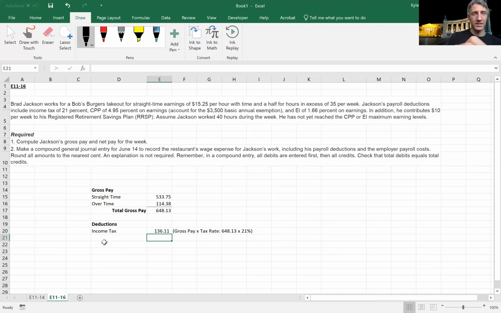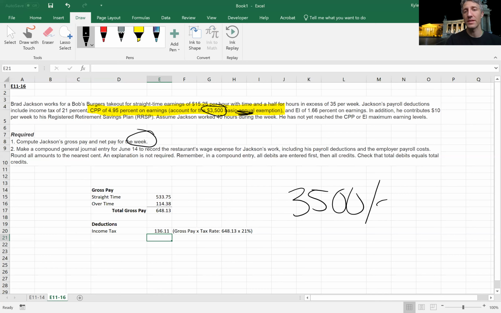Okay, so what's next? There was CPP of 4.95%, accounting for a basic annual exemption. So they're not paying CPP on their entire wage. Instead, there's an annual exemption of $3,500. So what we need to do is account for this basic annual exemption. It's the annual amount, but we're paid weekly, so we need to determine the weekly exemption.